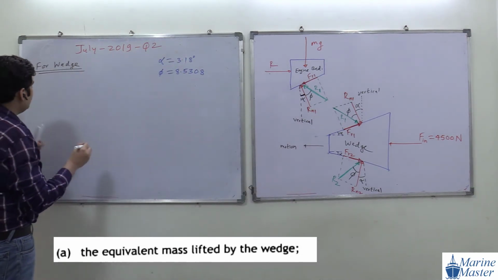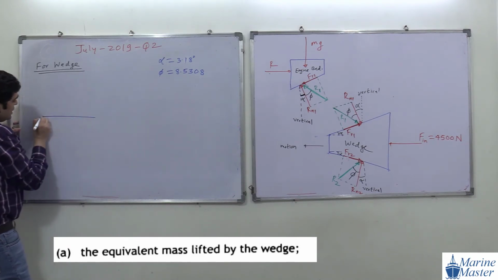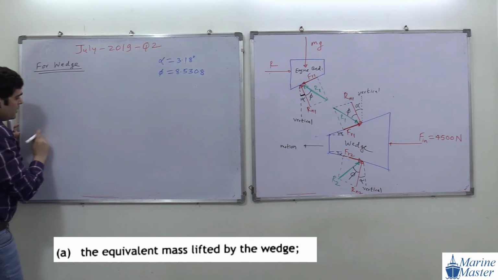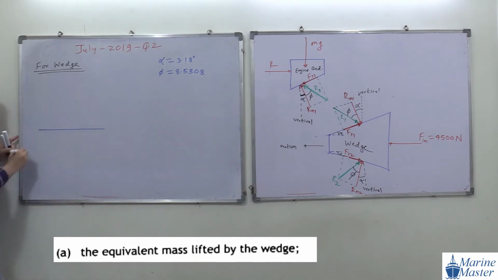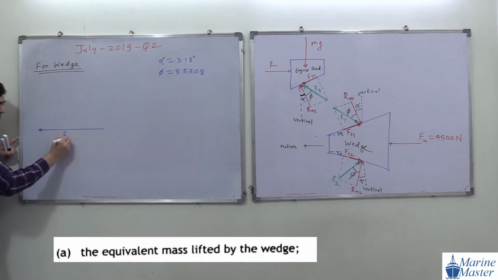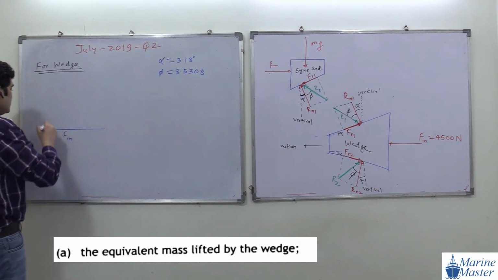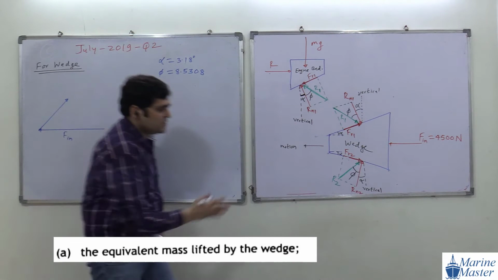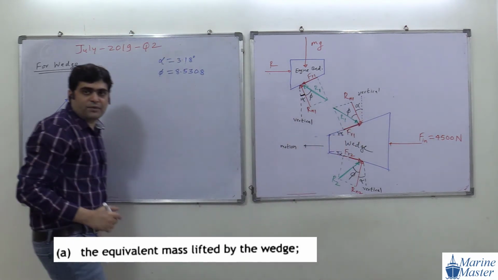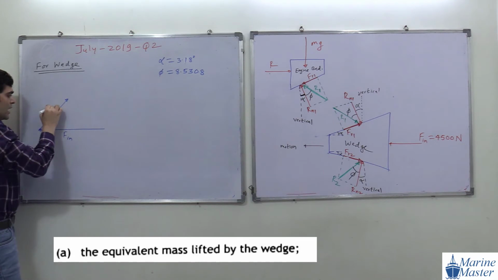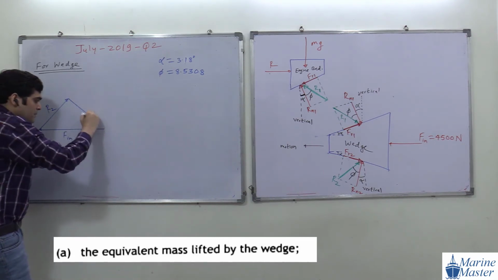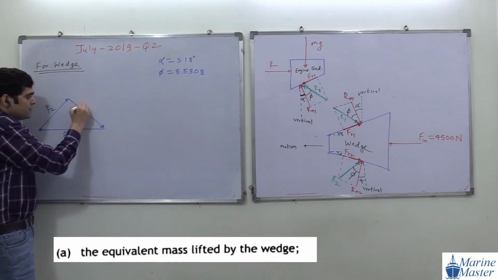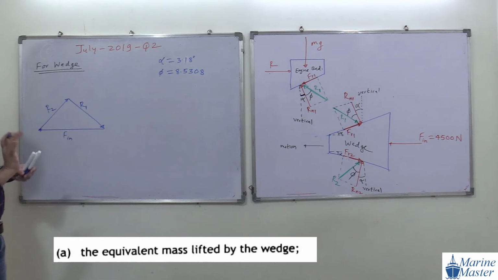So first of all we will start with F in. This is our force in, a horizontal force. If this is force in, then this side force will be R2, very good. And then this force will be R1. R2, R1, any doubt in this discussion?